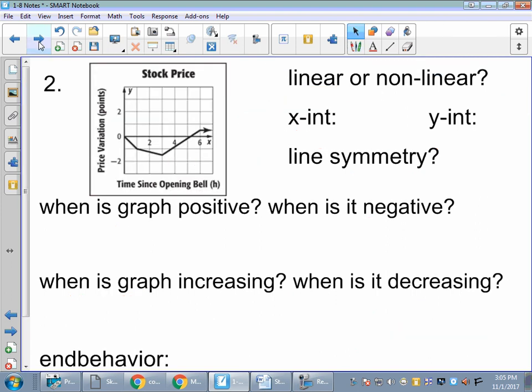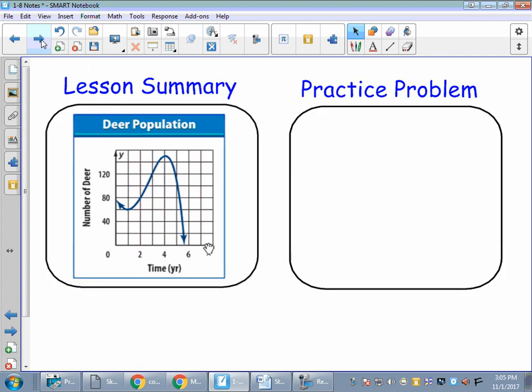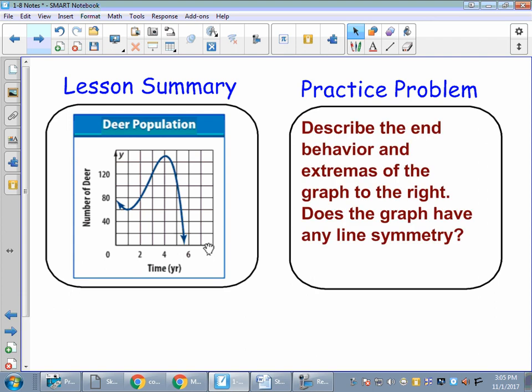Okay, I'm going to save this one for in class to wrap our brains around a little better. I didn't give you a lesson summary here today because I wanted to use that space to give you the graph. I want you to give me 2 pieces of this information: describe the end behaviors. If you can put it in words in terms of a deer population, time, and number of deer, that would be great. And then the end behavior, extremas, and does it have line symmetry, yes or no? So 3 parts to that practice problem. Good luck.